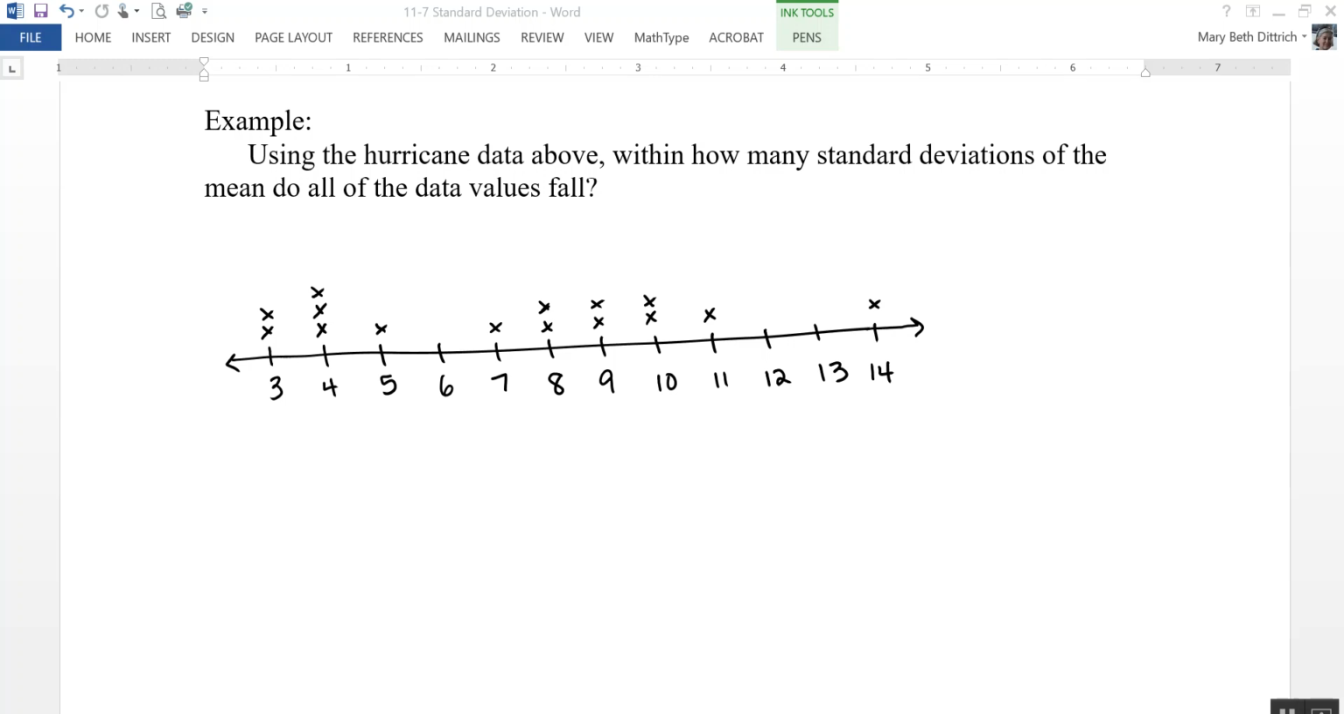Okay, so previously I found that my mean was 7.27. So I'm going to draw kind of a line right about there. Okay, so that's my mean. That's my X bar right there.